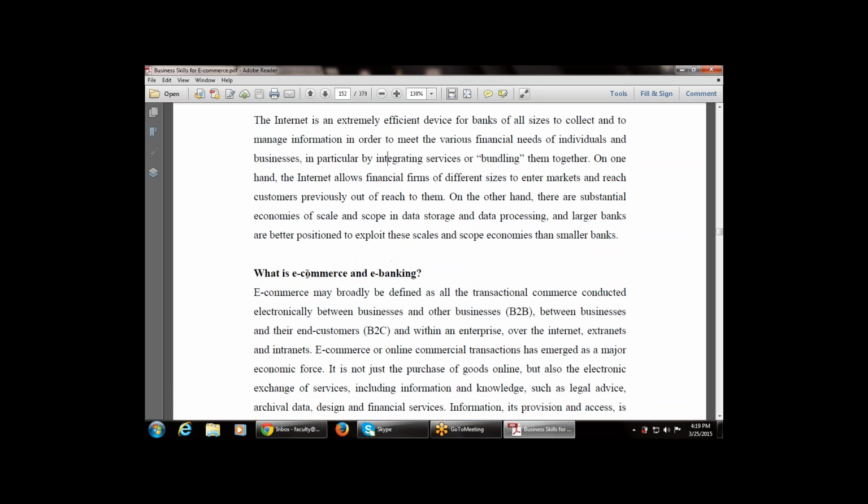Then we have studied what e-commerce and e-banking are. That is, what is the definition, or what do you mean by e-commerce and e-banking. So e-commerce is defined as any trading of goods and services done online. That is the trading of goods and services done via online. So e-commerce may be broadly defined as all the traditional commerce conducted electronically between businesses and other businesses. That is B2B. So e-commerce means doing business electronically between business to business, business to consumer, any mode that is using.